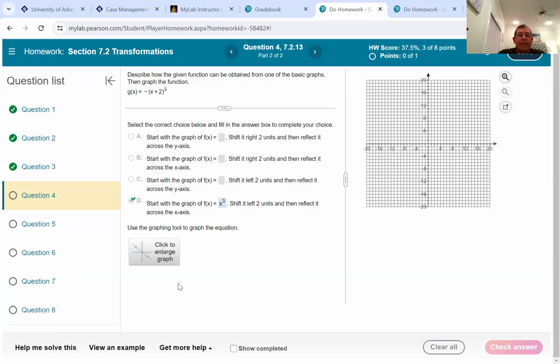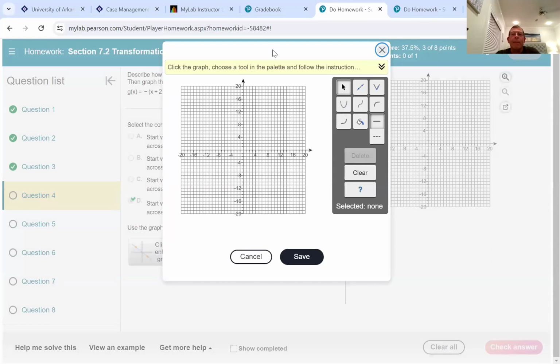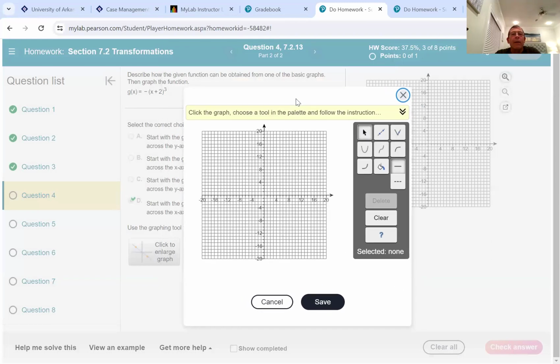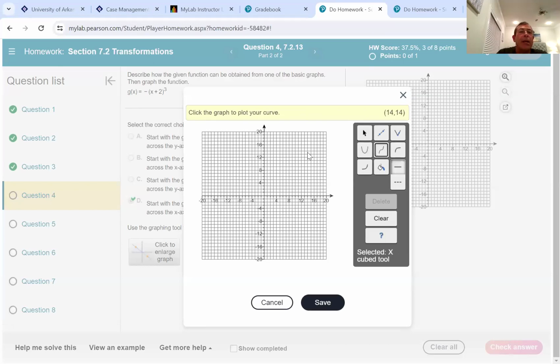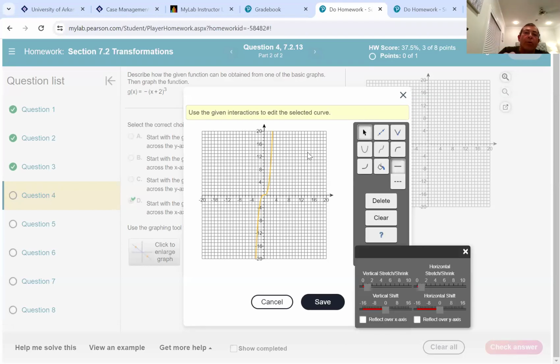Now let's graph this. So I click to enlarge my graph. So that is a cube. Exponent 3, you're going to go to the second row of tools over here and pick the second one that says the x cube tool. Y'all click it, click anywhere on the graph. It's going to put it in the middle.